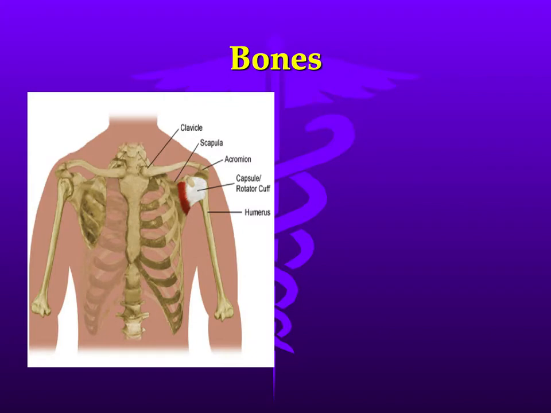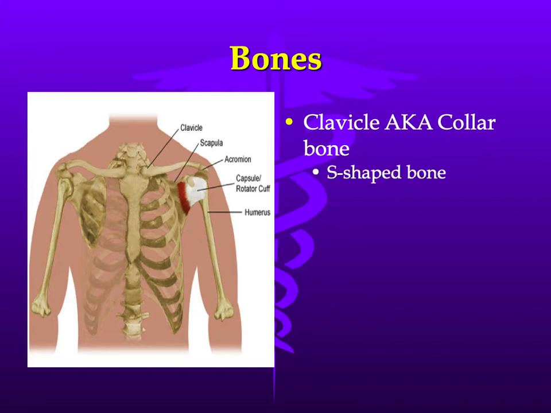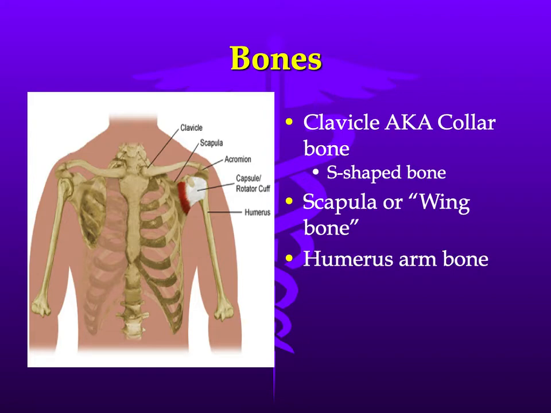We'll start with the bones like we typically do. So we have the clavicle, which is your collar bone. It's an S-shaped bone. Then we have on the posterior, or the back side of our body, the scapula, or the wing bone, or the chicken wing bone. Then we have the humerus, which is our upper arm bone. We can think of this like the femur in our upper leg. So those are our main bones.